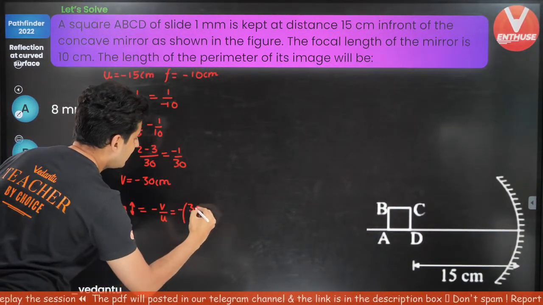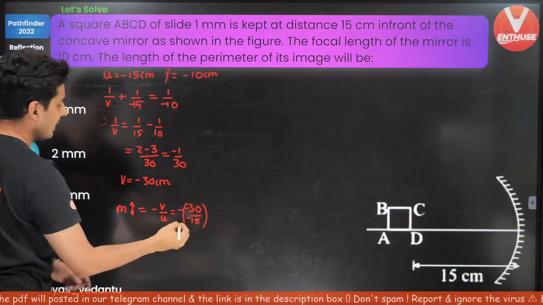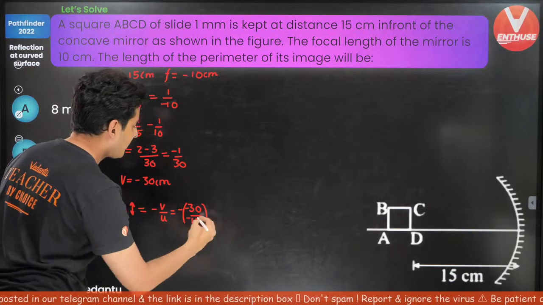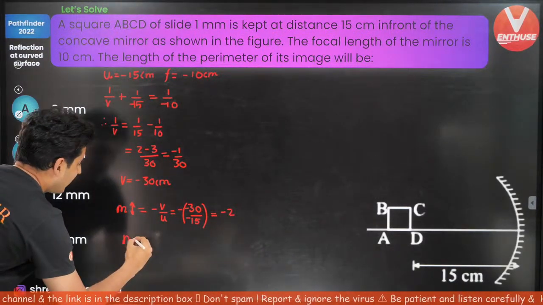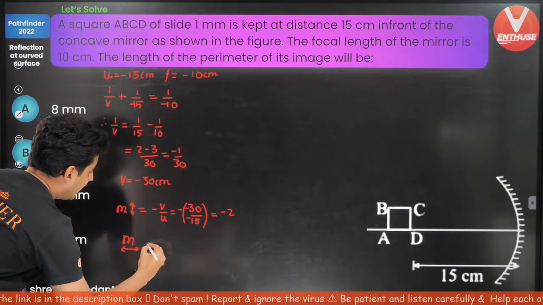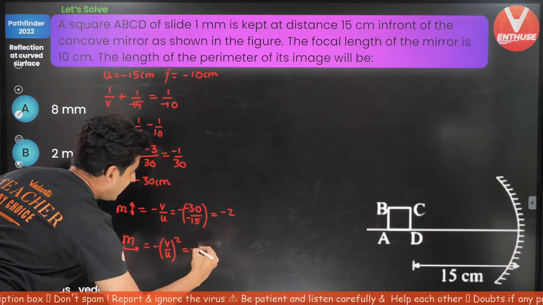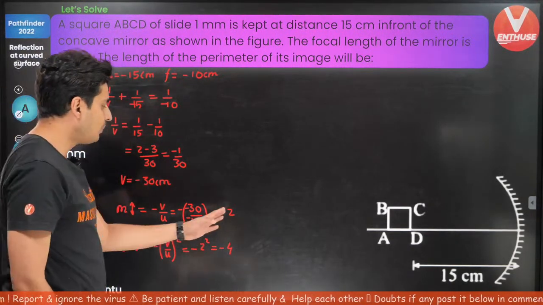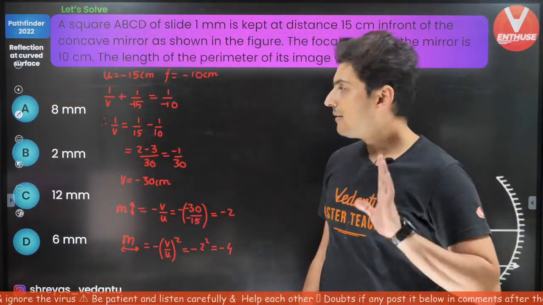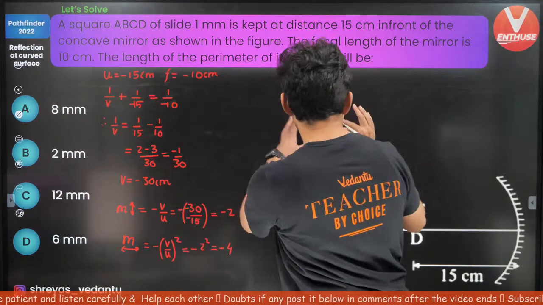V is 30 and U is 15. So their signs don't matter anyway. They will get cancelled in this case, so it will be nothing but minus 2. And the magnification along the principal axis, which is minus of (V by U) whole square, will be minus of 2 whole square, which is minus 4. Perfect. We got this.